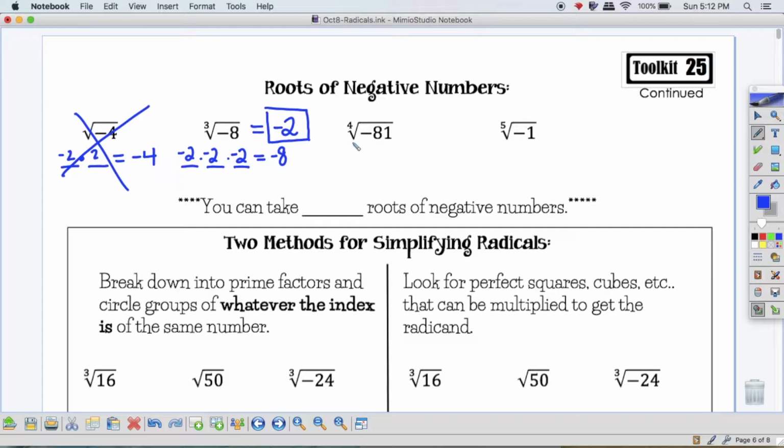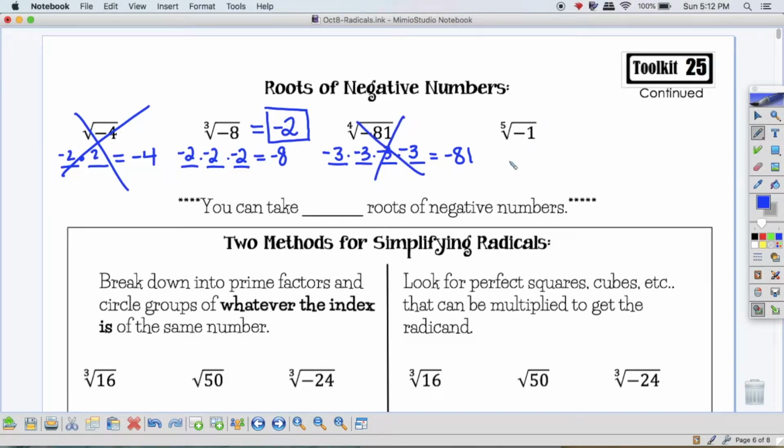It does not work to take the square root of a negative number. Do you think we can take the fourth root of a negative number? Let's see if there is a number that I can multiply by itself 4 times to get negative 81. Okay, I know that 3 times 3 times 3 times 3 gives me positive 81. But I need all the same number. If I did negative 3 times negative 3, that gives me positive 9, negative 27, positive 81. Is it a possibility? No, it is not.